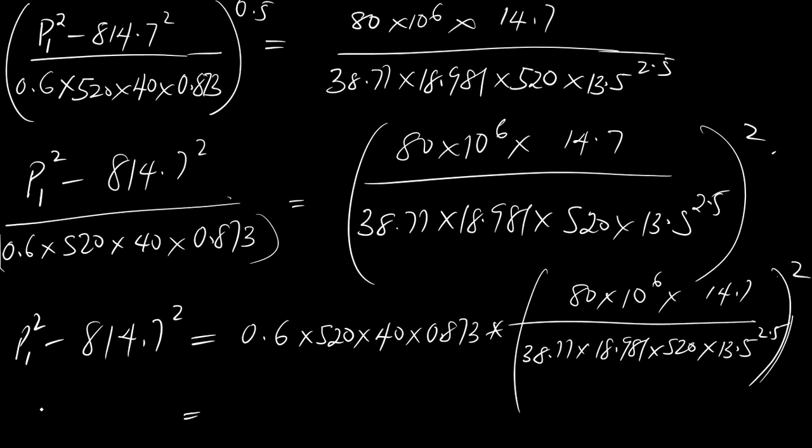Now it means that P1 square will now be equal to, if you move this to the side, comes plus 814.7 square plus the whole of this. So now let's calculate the whole of this and see what it gives us. So now let's do that.